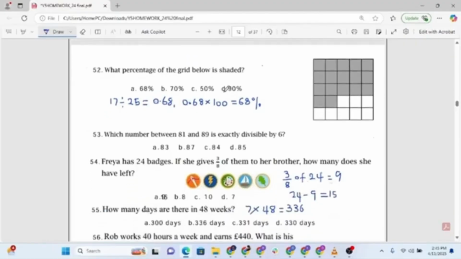Question 52. What percentage of the grid below is shaded? The correct answer is option A, 68%. Explanation. There are 25 squares in total. 17 of those squares are shaded.